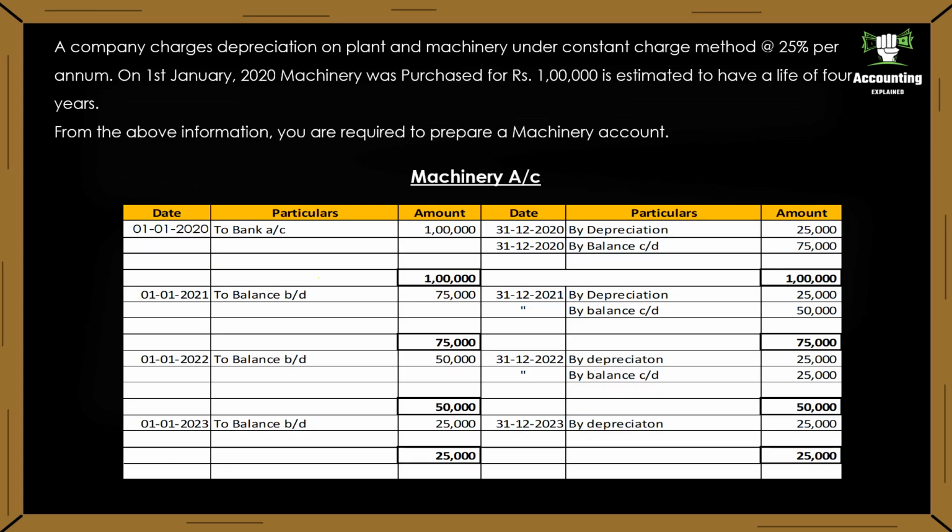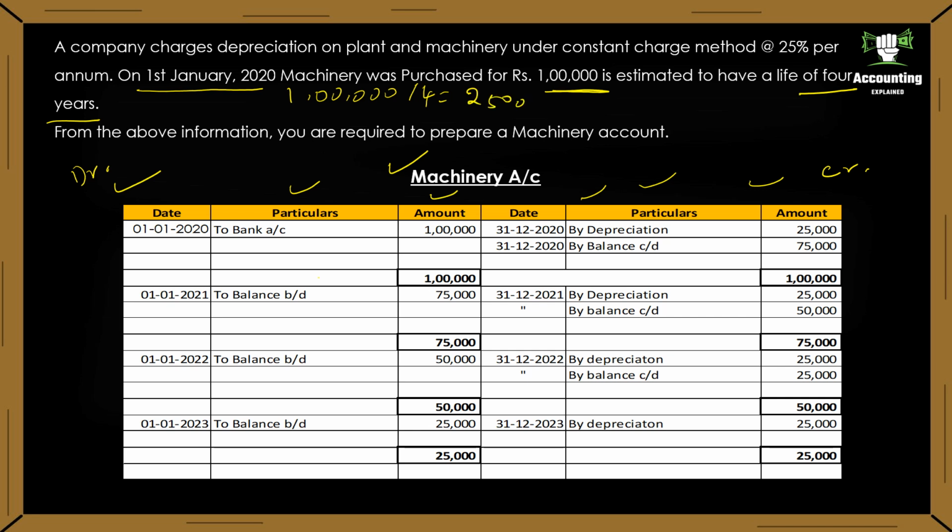First, we have to open a machinery account. Okay, machinery account. And there has to be 4 columns: date, particulars, amount, date, particulars, amount. On the left side it is debit, on the right side it is credit. On 1st January 2020, machinery was purchased for 1 lakh and is estimated to have a life of 4 years. There are no erection charges that have to be added or scrap value that has to be deducted. So we directly take 1 lakh divided by the estimated life of the asset, which is 4, so 25,000 is to be charged as depreciation every year, since it is constant charge method or straight line method.